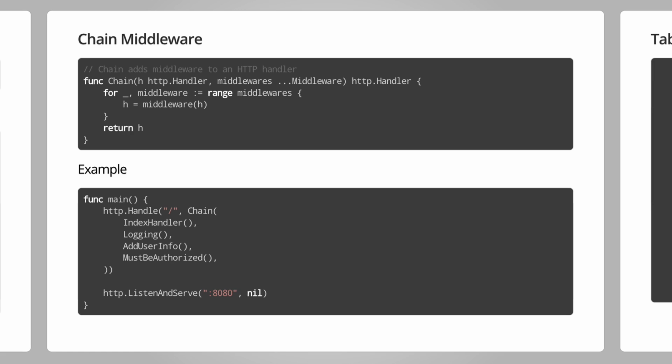And then what it does is it actually creates the onion in here. So it loops through these middlewares and just wraps them around each other. And then down here you can see how this can then be called. So I have, for example, my index handler in the middle, then I do the logging, then I add the user info to my request, maybe as a context. Then I check if the user is authorized. If they aren't, then I will just drop the request and so on.